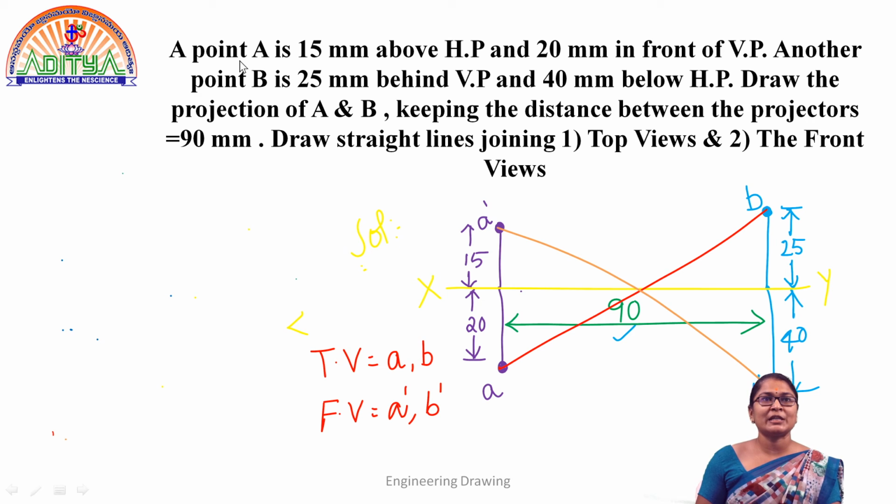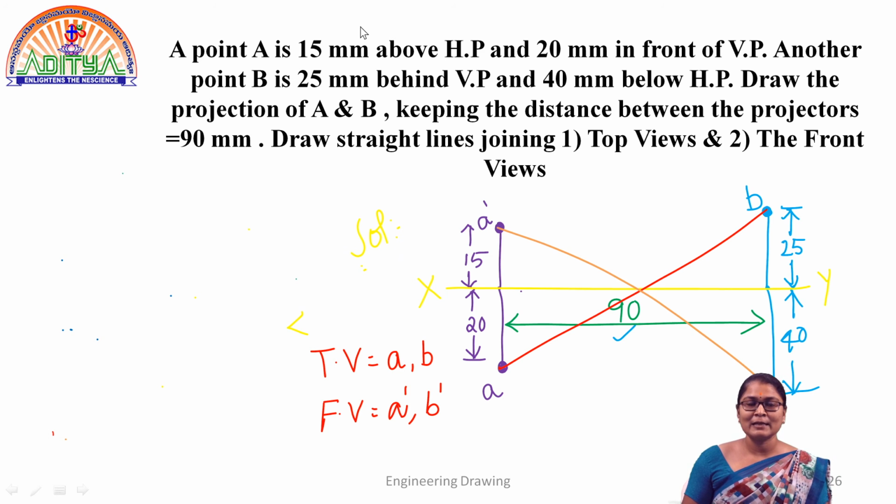See, here the question is: a point A is 15 mm above HP and 20 mm in front of VP. It is clear that point A is located above HP and in front of VP, which means point A is located in the first quadrant. In the first quadrant, the projections come above the reference line and below it. Above the reference line we get the front view and below the reference line we get the top view.